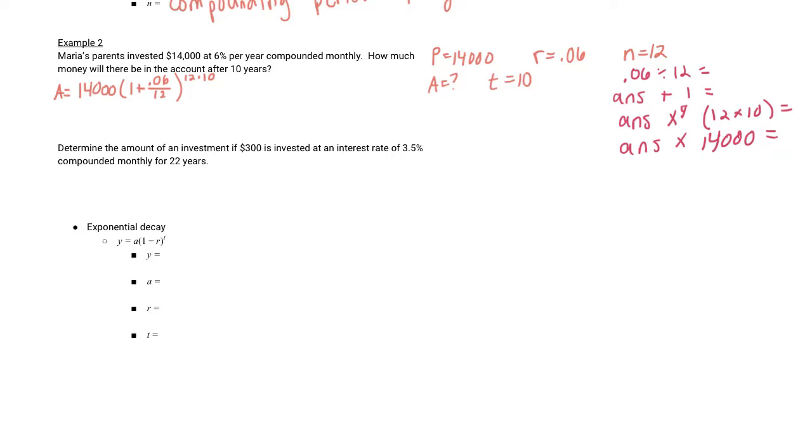So 0.06 divided by 12 equals 0.005. I'm not writing it down. Plus 1 equals 1.005, not writing. To the parentheses, 12 times 10 end parentheses equals. Now I've got 1.81939 and stuff. That answer I'm going to take times 14,000. And that's my final answer.